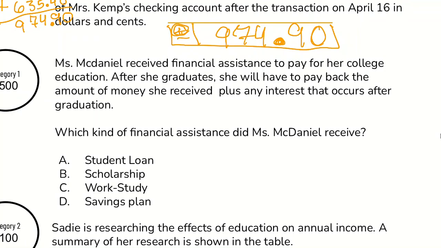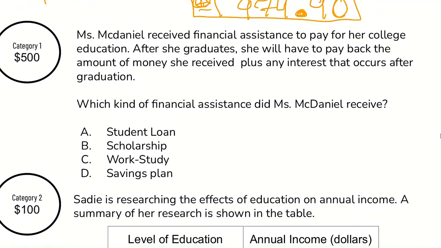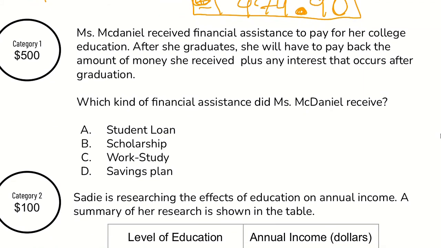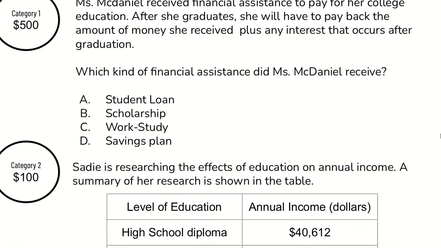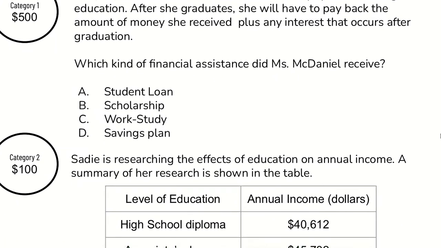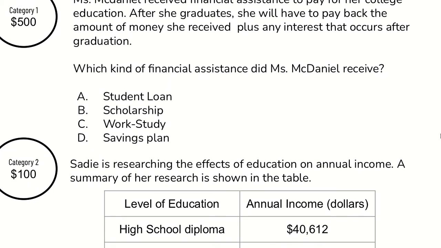This next one says Miss McDaniel received financial assistance to pay for her college education. After she graduates, she will have to pay back the amount of money she received plus any interest that occurs after graduation. What kind of financial assistance does Miss McDaniel receive? A, student loan. B, a scholarship. C, work study. D, a savings plan.